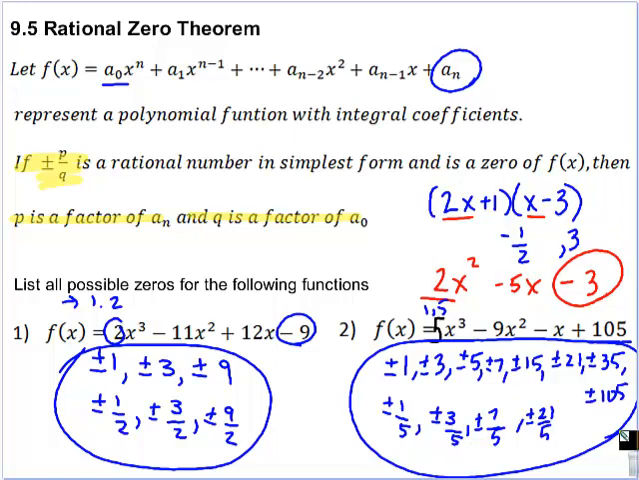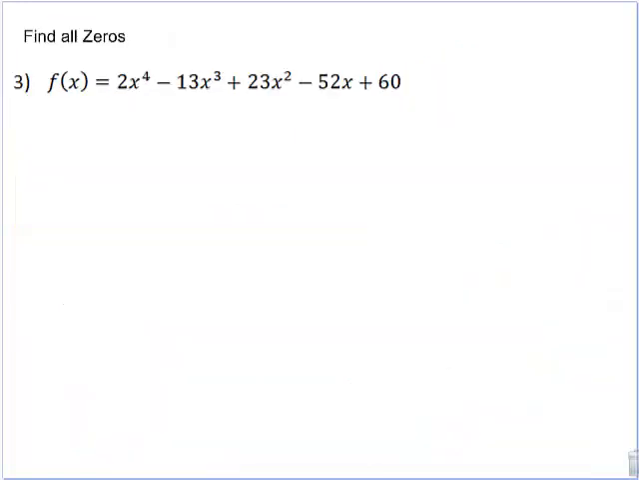Now we're going to take this idea and we're going to solve. It's the same process that we did yesterday, it's just now we could have a possibility of some fractional answers. So find all zeros. f of x is equal to 2x to the fourth minus 13x cubed plus 23x squared minus 52x plus 60. These aren't random numbers. They're thoughtful numbers that will actually work.